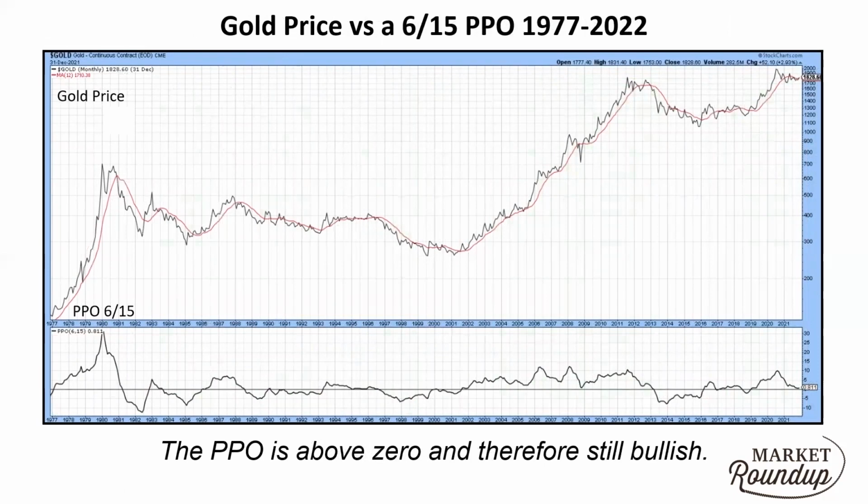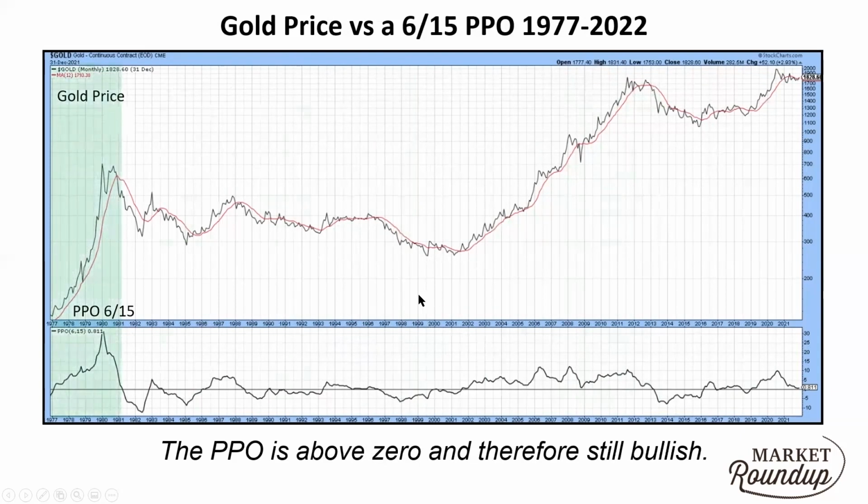So we have now the pure gold price. You can see that whereas the CPI price was about the same as it was in 1980, the real price, the actual price, has gone up a lot higher than its 1980 peak. And underneath is an indicator I've been using in the first part of the presentation, which is a percentage price oscillator using that 6 and 15 month exponential moving average.